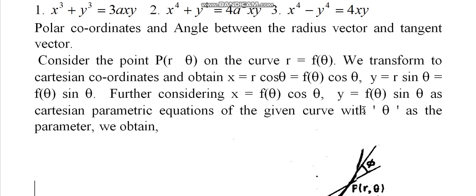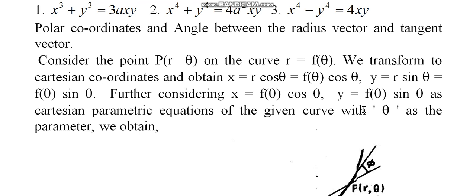Now we'll consider the point P with the coordinates r and theta on the given curve r is equal to f of theta. We transfer to Cartesian coordinates and obtain x is equal to r cos theta. That is, we can write it as f of theta into cos theta, because the given equation is r is equal to f of theta. So in place of r, we will be substituting f of theta. So we have x is equal to f of theta cos theta. Similarly, the relation y is equal to r sin theta can be written as y is equal to f of theta into sin theta.